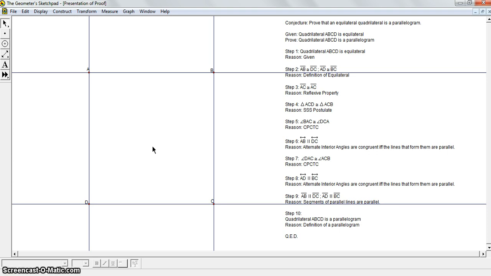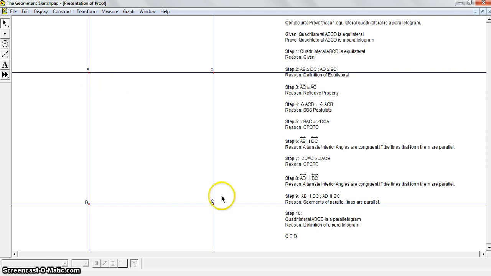The first thing I have to do is to write my given and proof statement. So I wrote that my given statement is quadrilateral ABCD is equilateral, and that my proof statement is quadrilateral ABCD is a parallelogram. Before I begin my proof, I also have to draw a diagram. I have to choose an equilateral quadrilateral to work with, so I choose a square, which I already labeled ABCD.